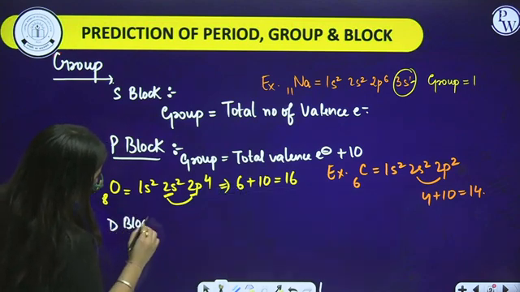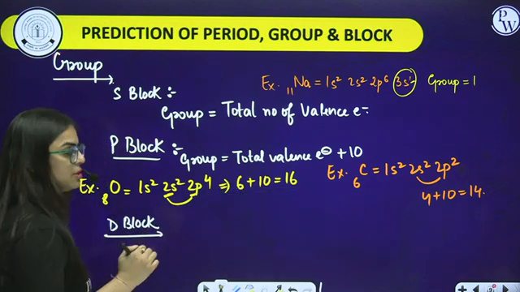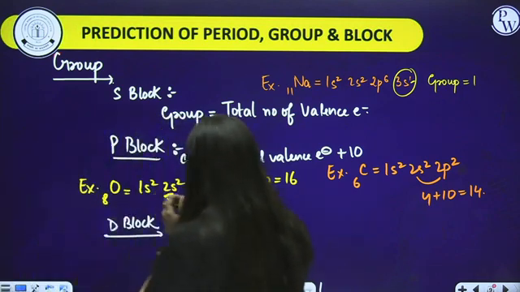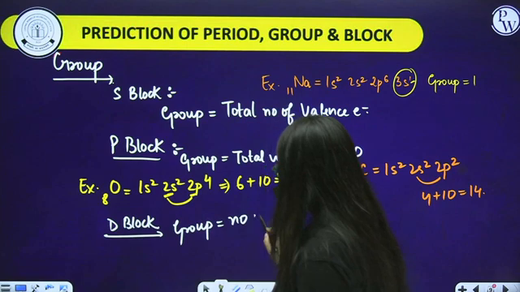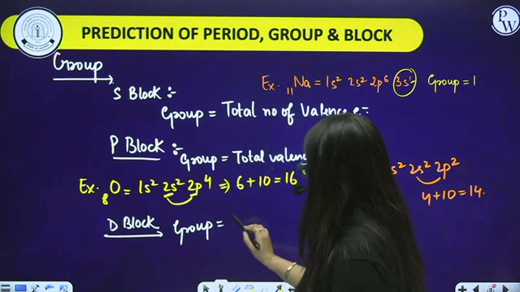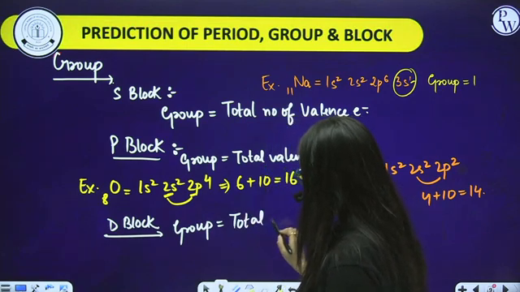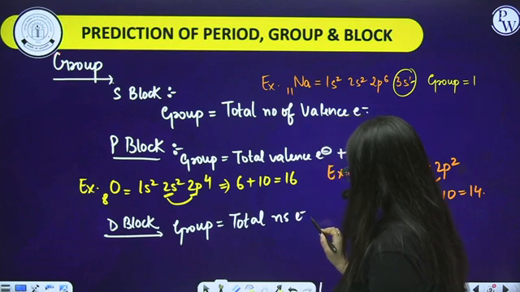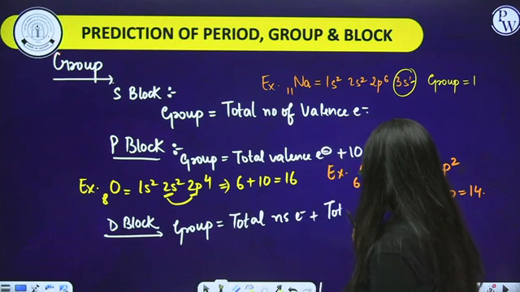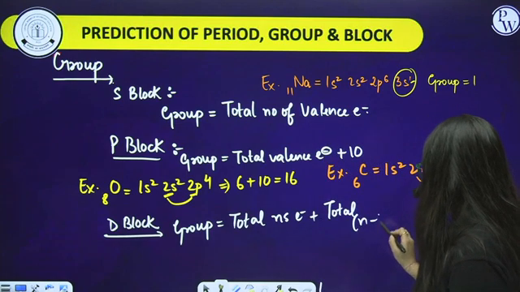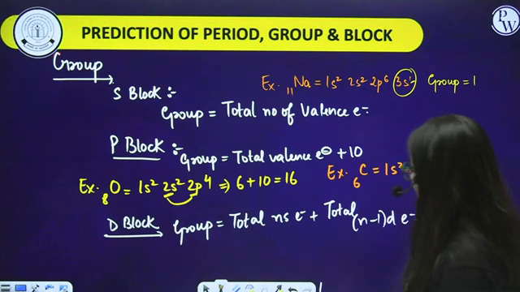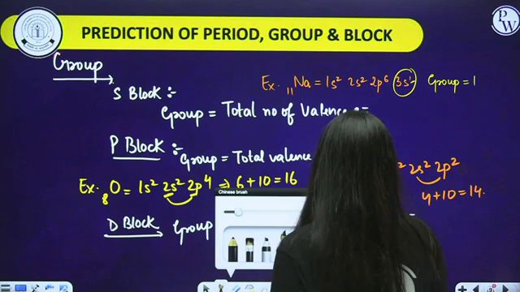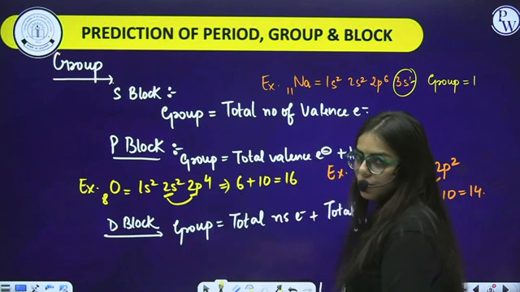That means when the last electron enters into the D subshell, in that case the group number is equivalent to the number of total ns electrons plus total (n minus 1)d electrons. Okay, so in this way you can find out the answer.